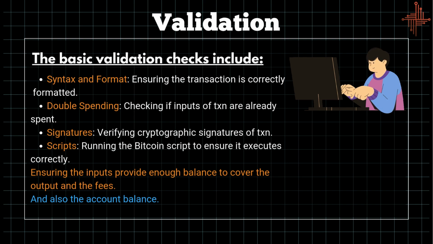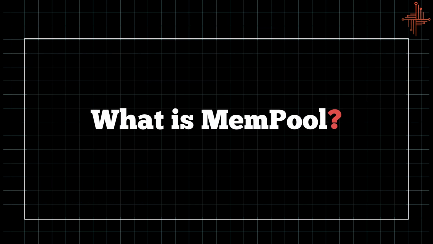Now we need to verify the signatures of the transaction using the public key of the sender. Fourth one is running the Bitcoin script to ensure that it executes correctly. The next thing is to check that the inputs provide enough balance to cover the output and the fees, and also that the account has enough balance for that or not. So after all these verifications and checks, if the transactions are found legitimate, then they will be placed into the memory pool or mempool.